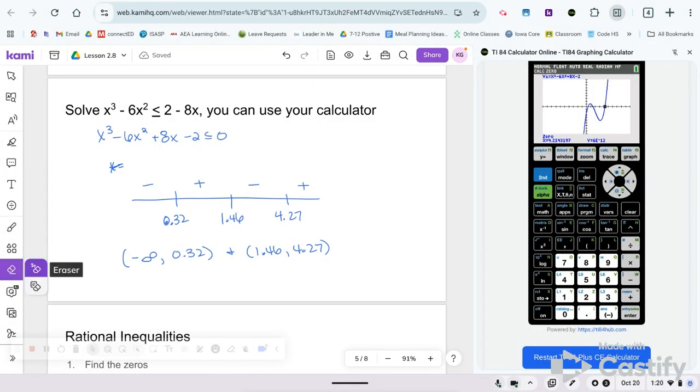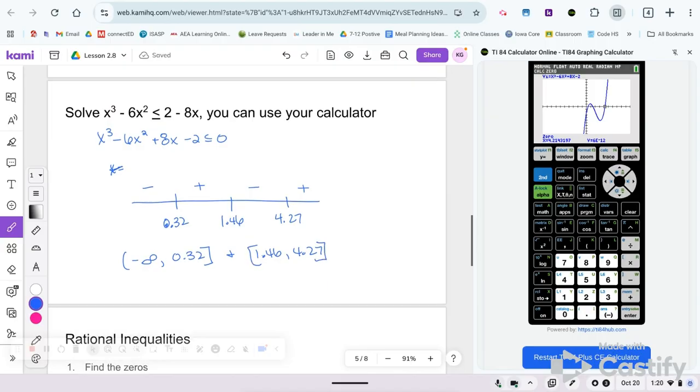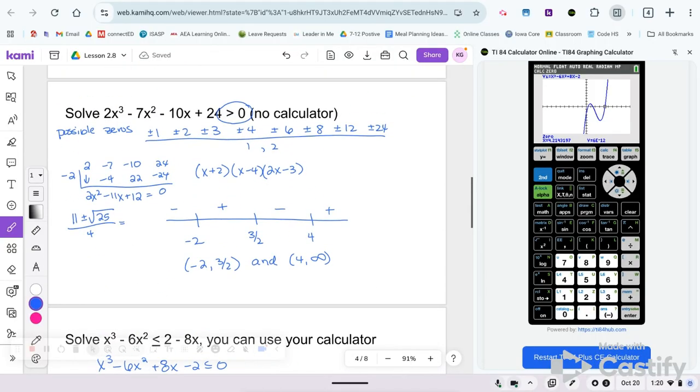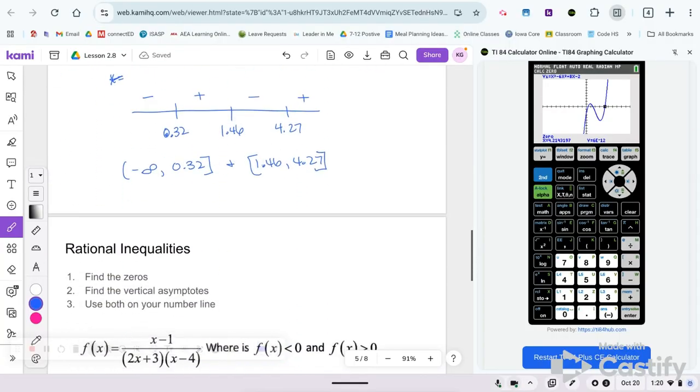Oh, and I just see that it's less than or equal to 0, so I need to change all of these to brackets. Did I miss brackets on this one? Nope. Good, that was just greater than 0.